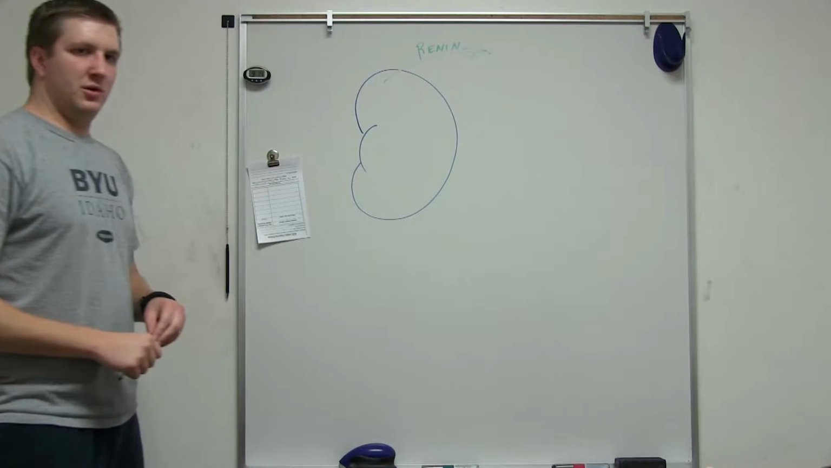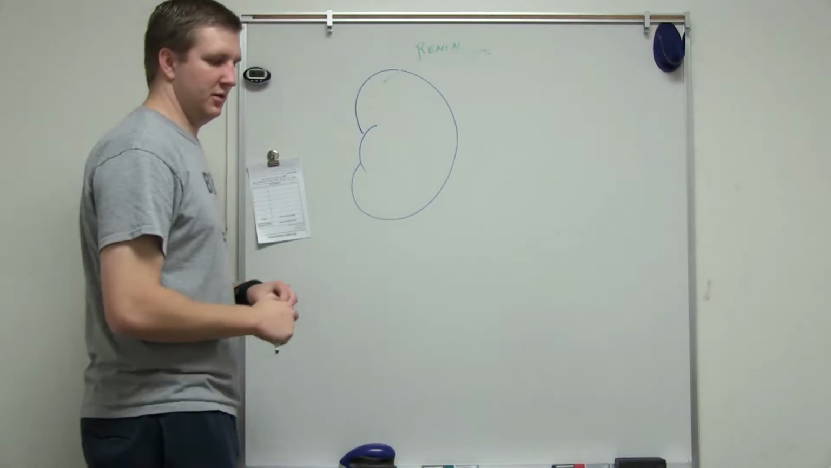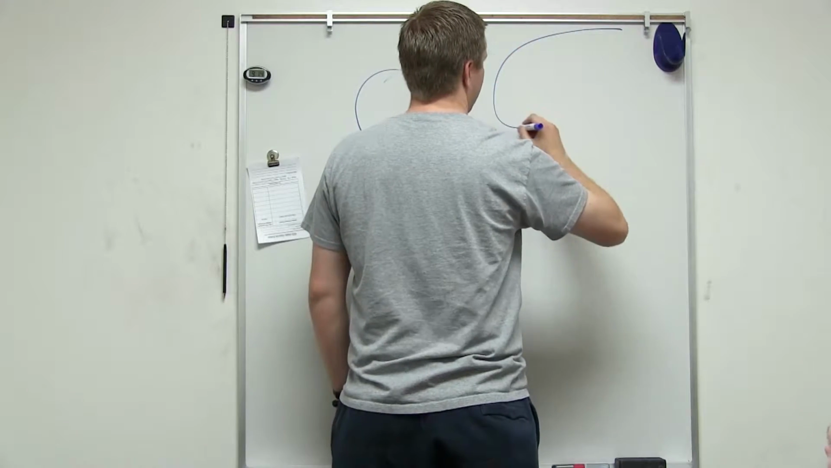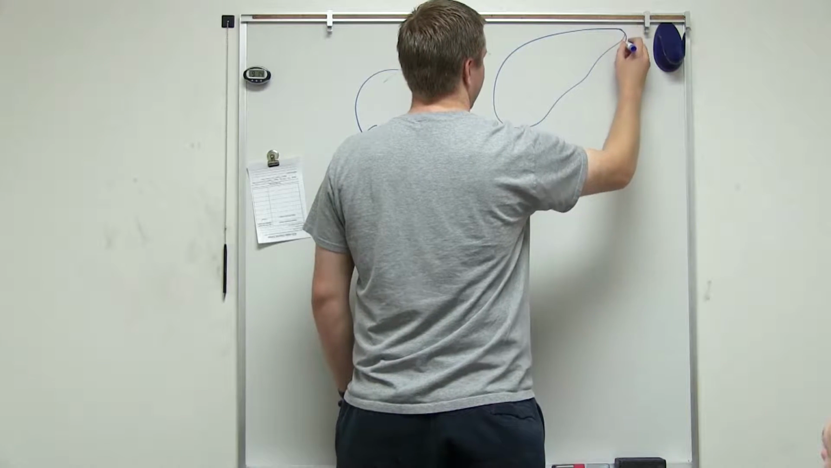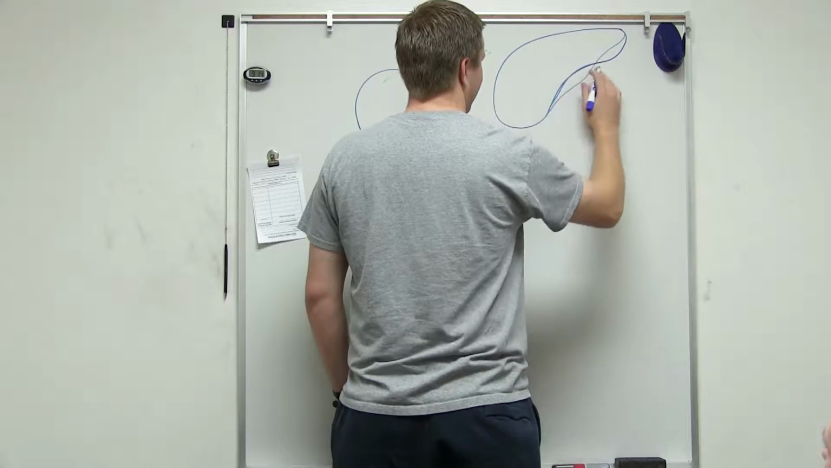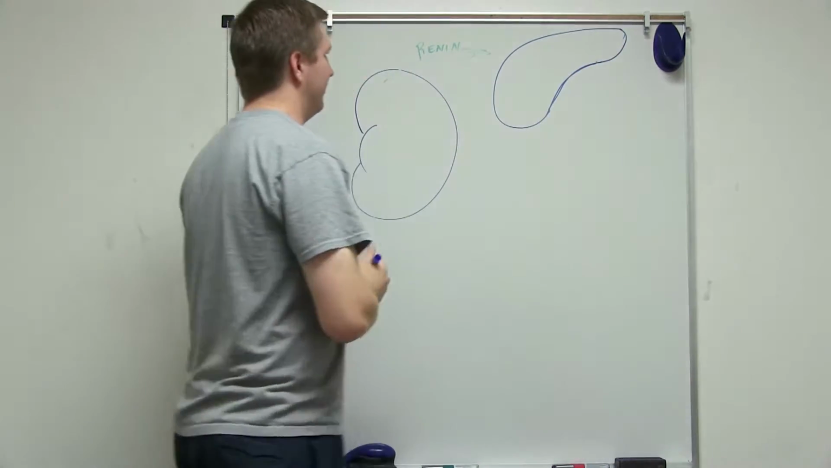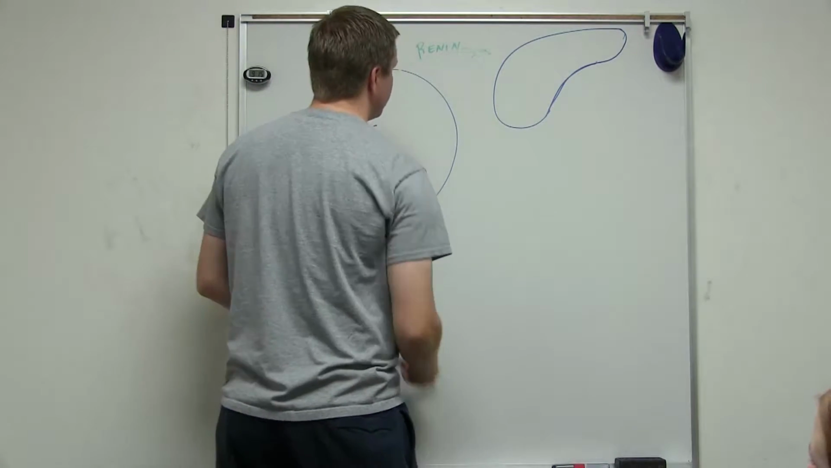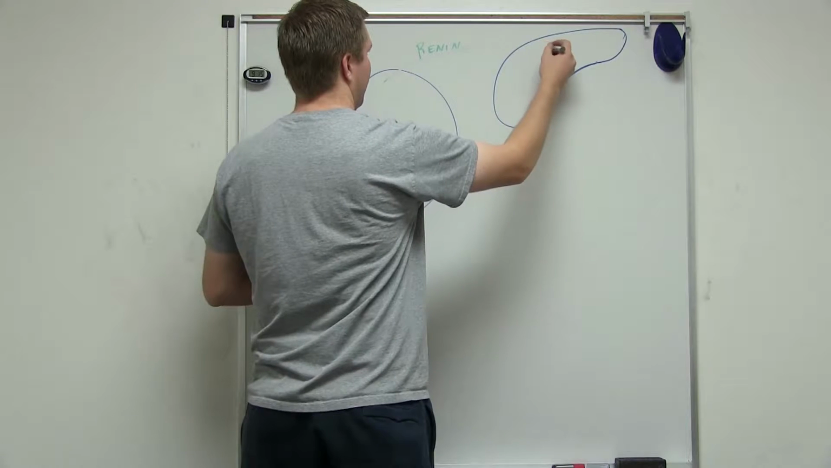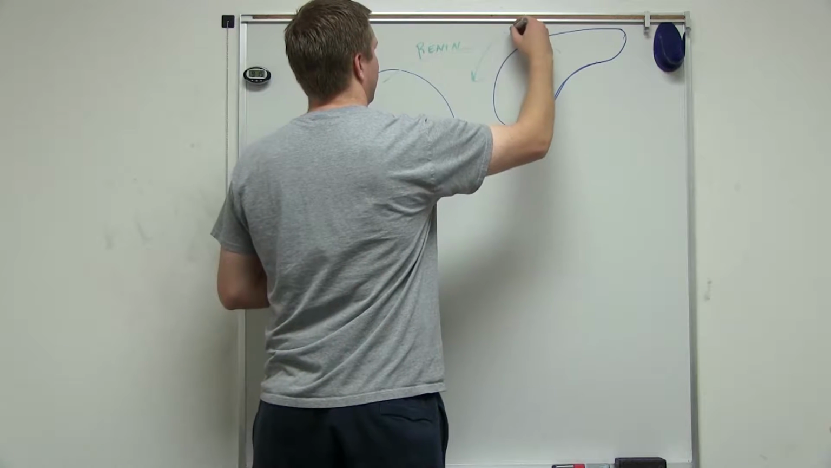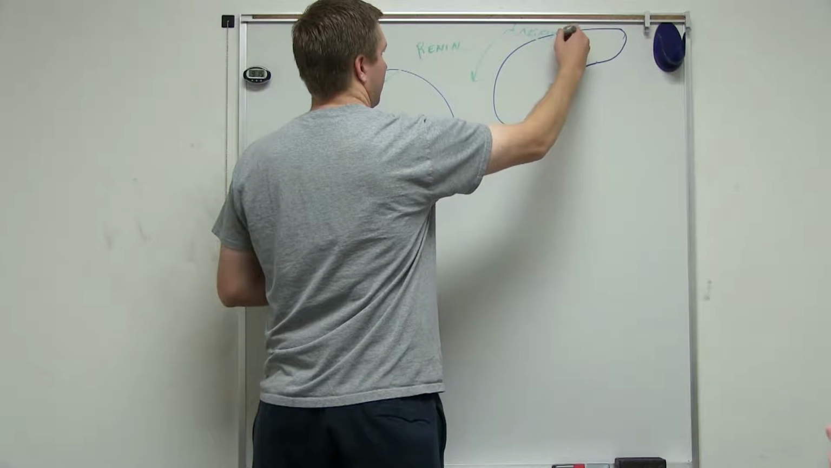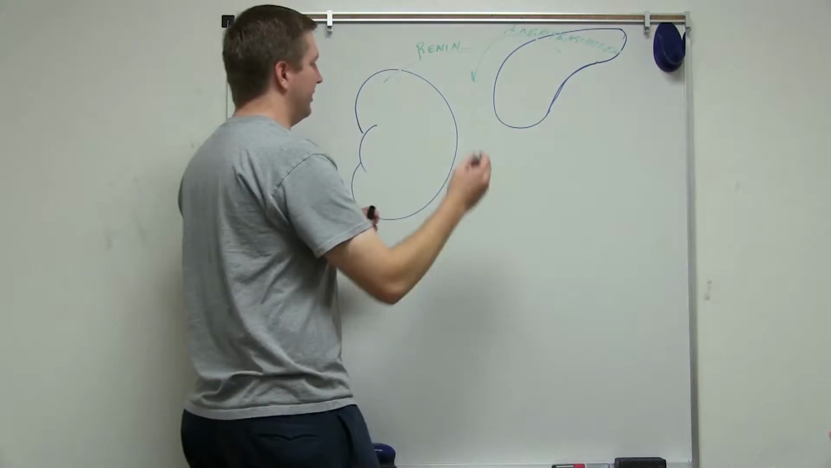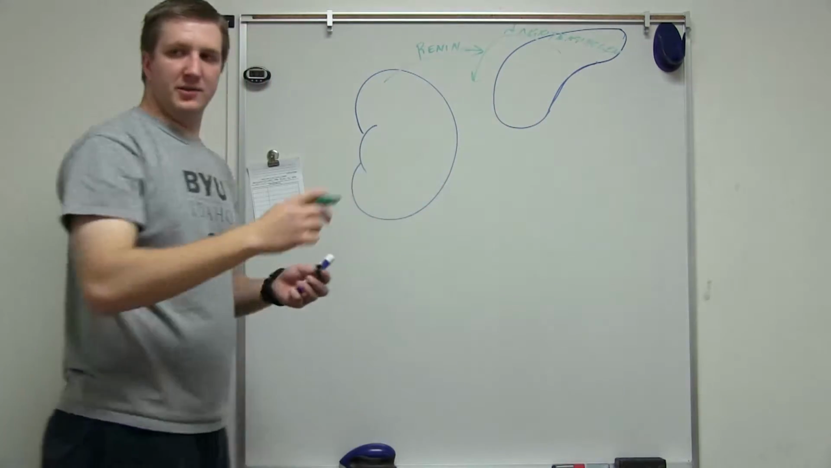So what does renin do? It converts angiotensin to angiotensin 1, right? Yeah, so we have the liver over here now. The liver is always making angiotensinogen. So renin converts angiotensinogen into angiotensin 1.